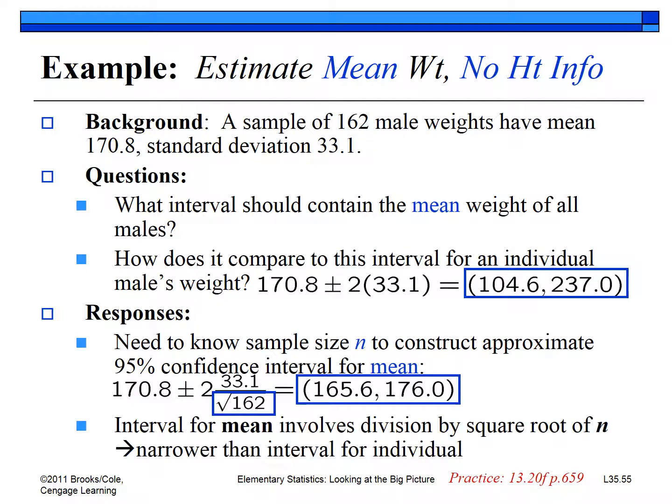Notice that this is much, much, much narrower than the interval for an individual. That's because we're dividing by the square root of n, that's the sample size, and that was a pretty big sample here.